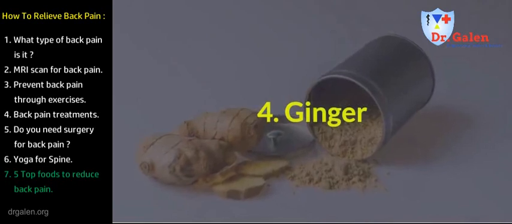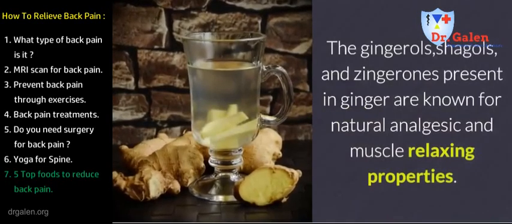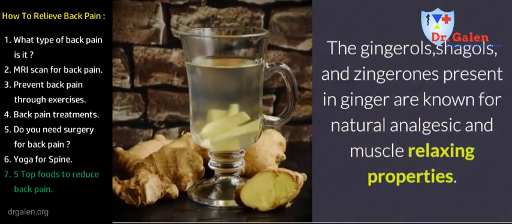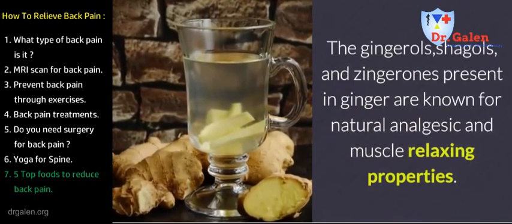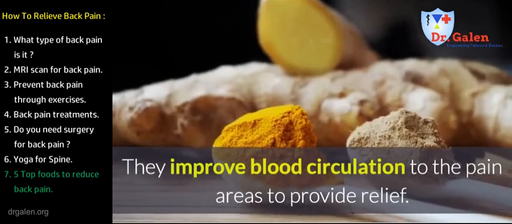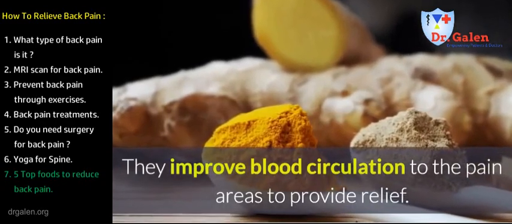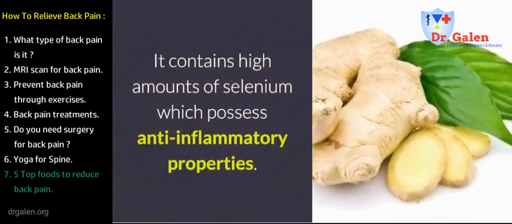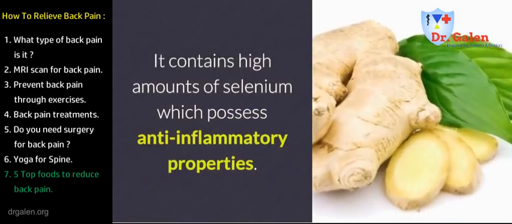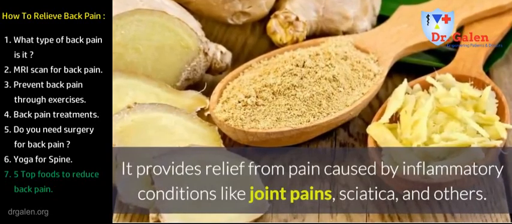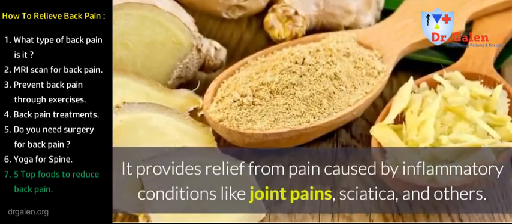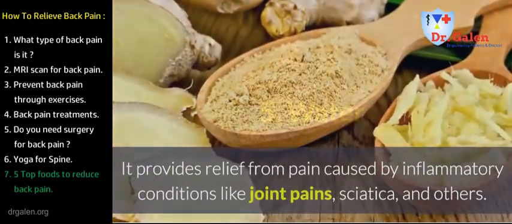Number 4. Ginger. The gingerols, shogaols, and gingerones present in ginger are known for natural analgesic and muscle-relaxing properties. They improve blood circulation to the pain areas to provide relief. It contains high amounts of selenium which possess anti-inflammatory properties. It provides relief from pain caused by inflammatory conditions like joint pains, sciatica, and others.